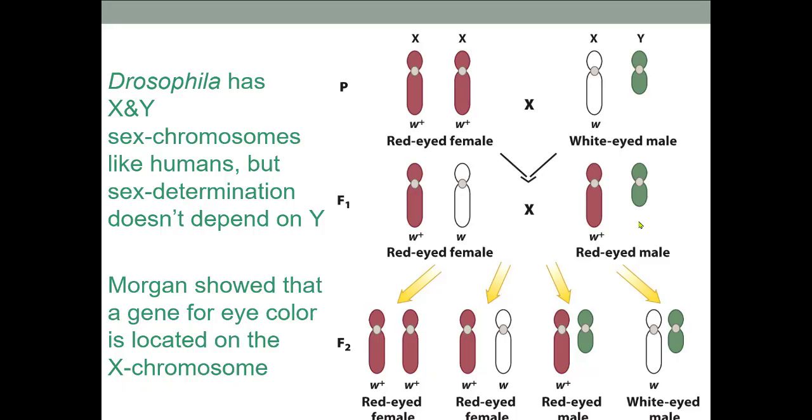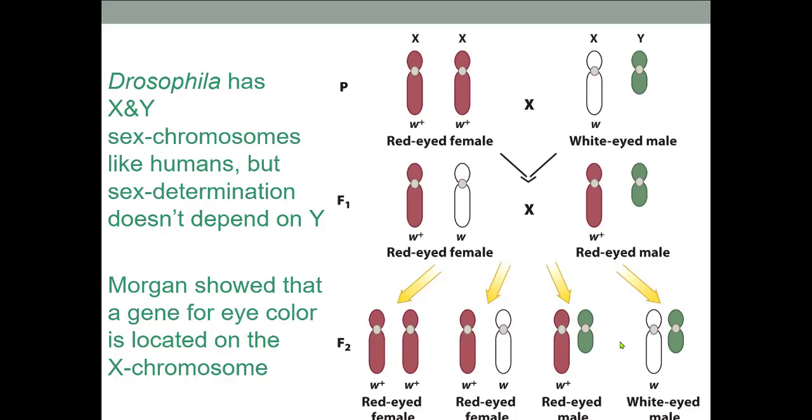What Morgan's group found when they did the cross between these F1 red organisms here, this red-eyed female and this red-eyed male, when they crossed those in the F2 generation, they found that all of the females were red-eyed and half of the males were white-eyed. Now, if you just look at this and say, oh yeah, sure, that's 3 red to 1 white, that's what we'd expect, right? No, not what we'd expect, because this ratio is different between the two sexes.